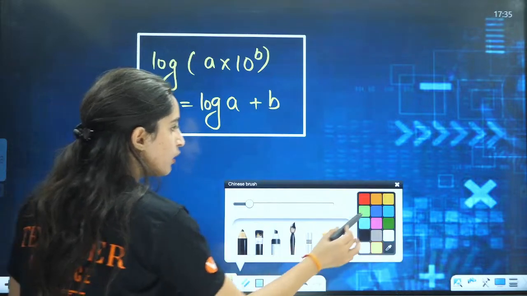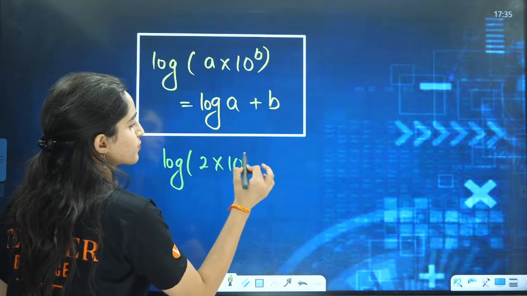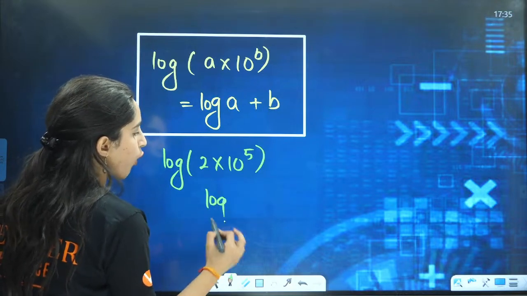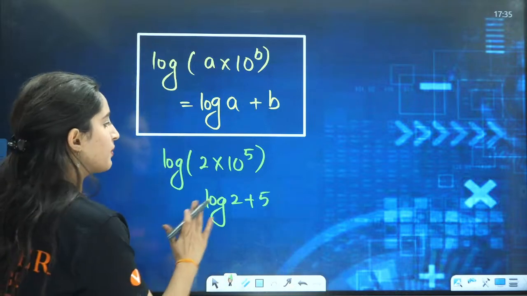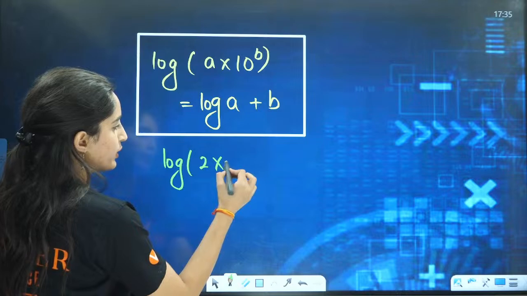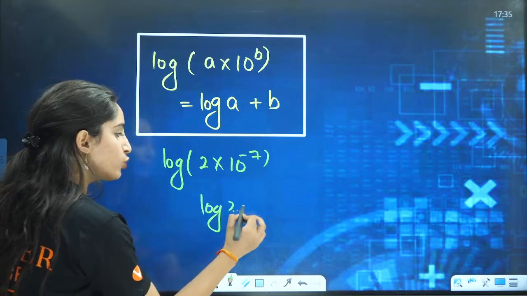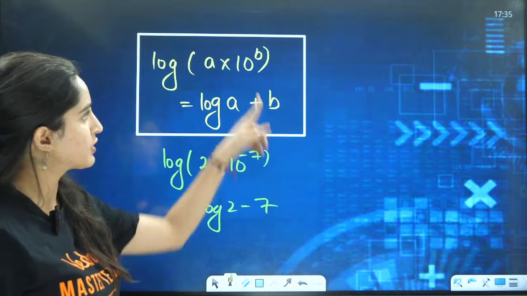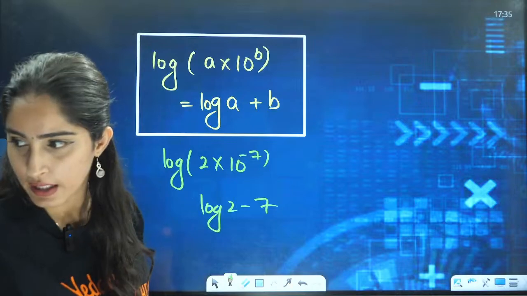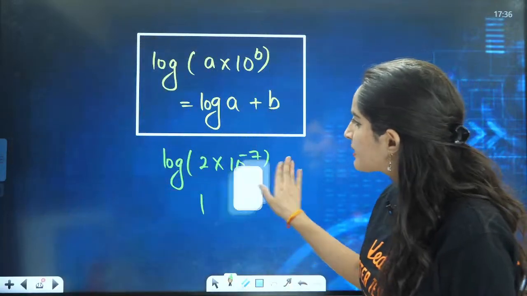For example, they have given log of 2 into 10 raised to power 5. So the answer will be log 2 plus 5. For example, they have given you log of 2 into 10 raised to power minus 7. The answer will be log of 2 minus 7. If it is minus, you will have minus here. If it is positive, you will have positive here. Is that clear? How to apply this trick?